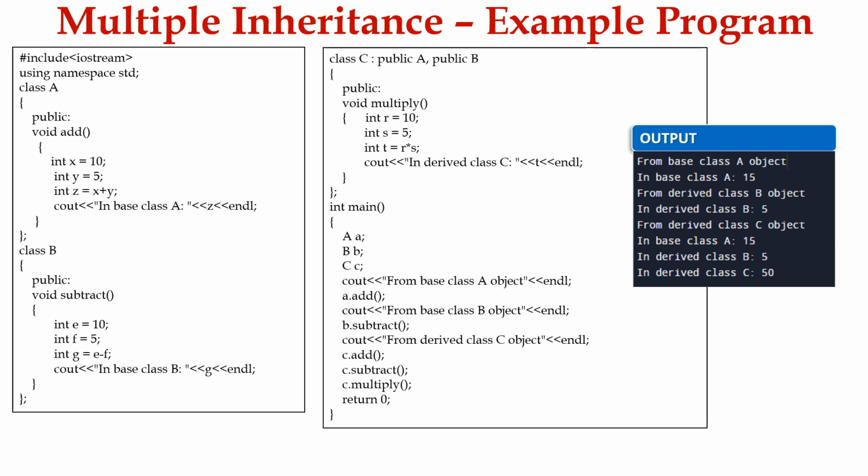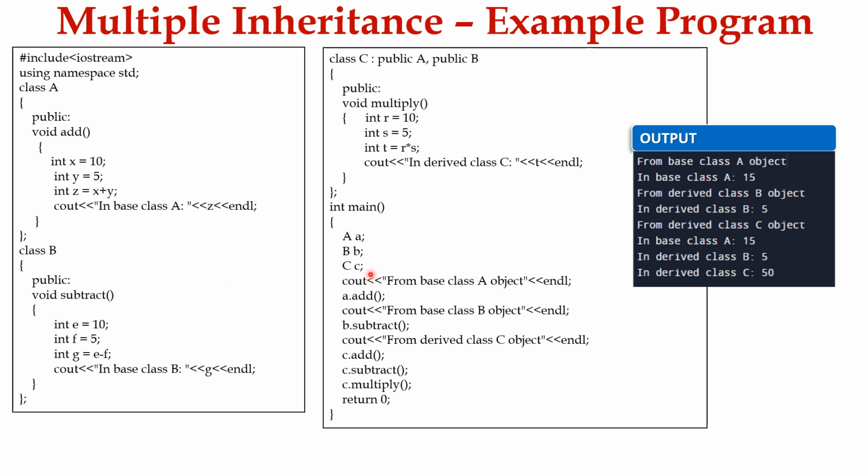In the main function, we have declared the objects small a, small b, and small c for the classes capital A, capital B, and capital C respectively. Using the class A object small a, we can access only the function which is defined inside class A. Then, using the object for class B, small b, we can access only the function which is defined inside class B.